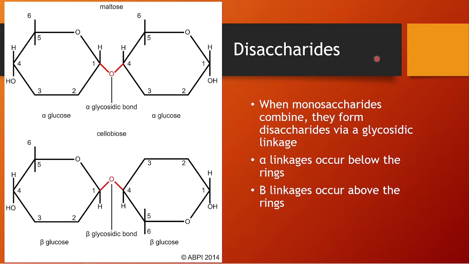Disaccharides are a combination of two monosaccharides coming together, and they have a glycosidic bond between the two. They are either alpha or beta glycosidic bonds. So a glycosidic linkage, if it's alpha, it goes down between the two. If it's beta, it goes up between the two. That is essentially the big difference. It's about where on the first and fourth carbon the oxygen attaches, but essentially alpha goes down, beta goes up.